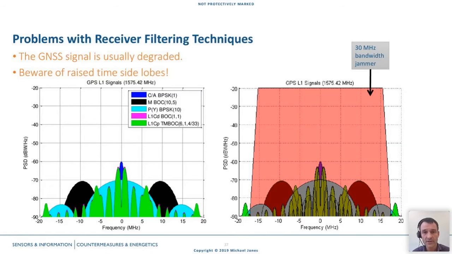And trying to do a filtering technique in the receiver isn't really going to help you here, because you're just going to end up taking out all of the signals you're interested in. So you're going to degrade the GNSS signal so much trying to get rid of it that you won't be able to navigate still. So we need to think of some other things to do.